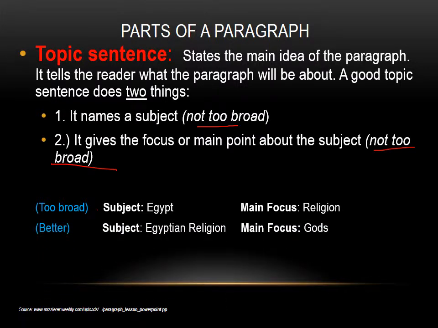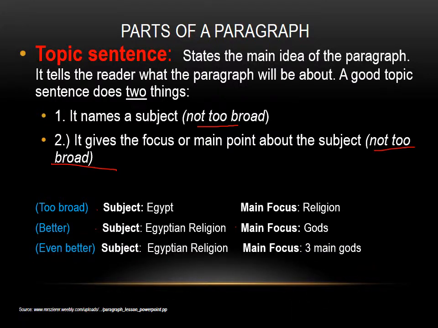So, how about I talk about Egyptian religion as my subject, and the focus will be the gods of that religion? Okay, that's a start, but there's still a lot I could say about this. So, how can I narrow this down even further? Well, I still want to write about Egyptian religion, but this time I'm going to focus on the three main gods of that religion. Ta-da, you now have a focused topic sentence. And by doing that, you let your reader know that they can expect to read a paragraph about Egyptian religion and that it'll focus on the three main gods of that religion.